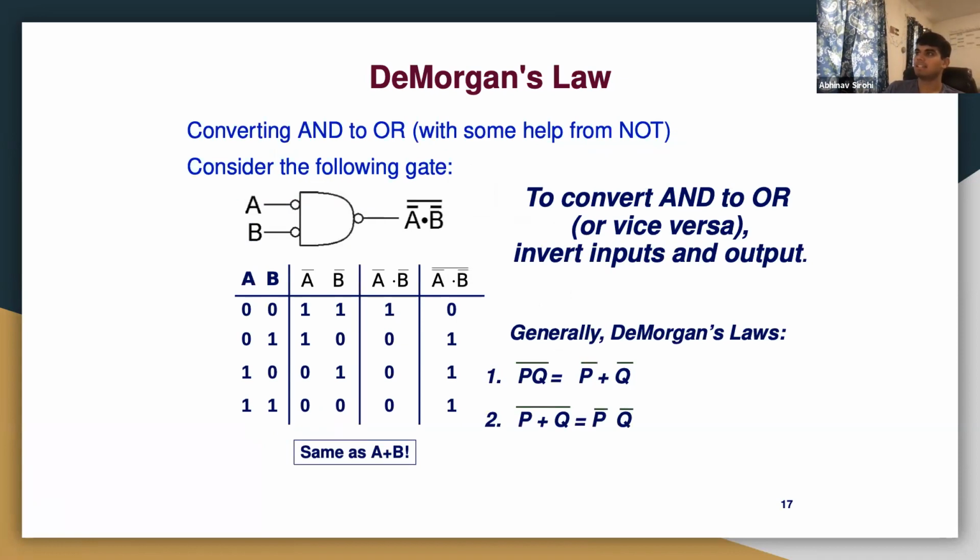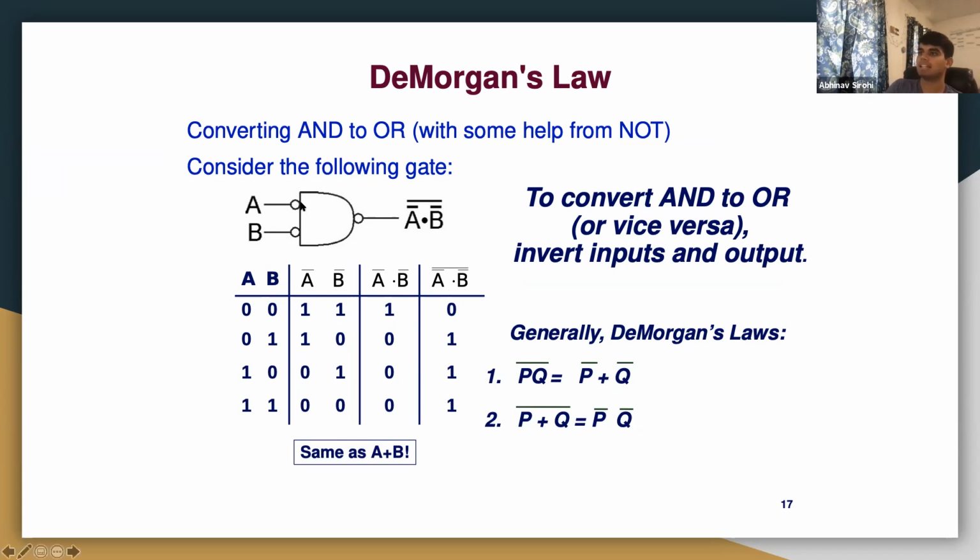So let's take a second and talk about DeMorgan's law. If we want to convert an AND gate into an OR gate, we can use DeMorgan's law to do that. Basically, in general, to convert an AND gate to an OR gate, or vice versa, if you want to convert an OR gate to an AND gate, you invert the inputs and the output.